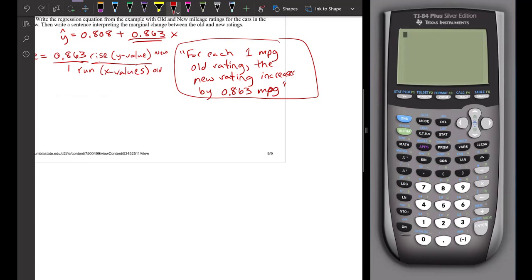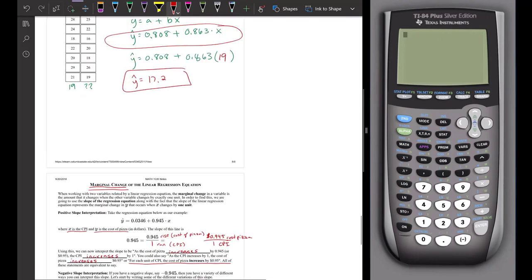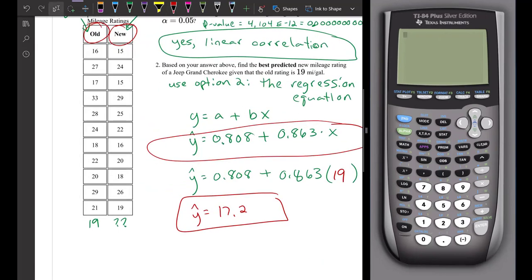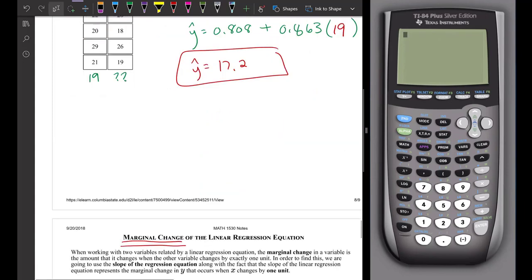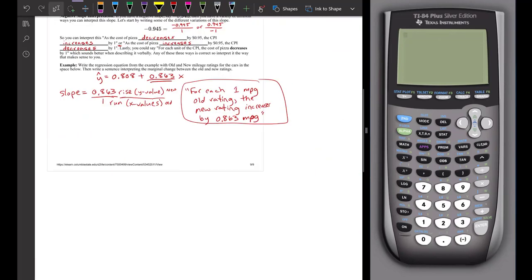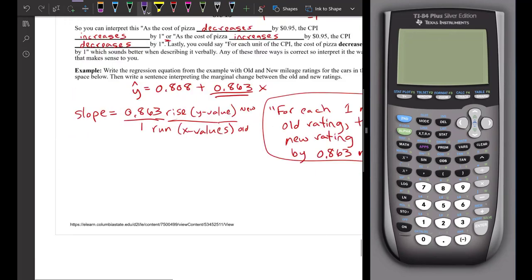And you can see like the new mileage ratings are not increasing as much as the old. Like each one of the old basically is a portion of that, like 0.863 of the new. And you can even see that with the data itself. If you look at the old rating, it's slightly higher than the new rating right there. So it kind of makes sense just by us looking at the data too.